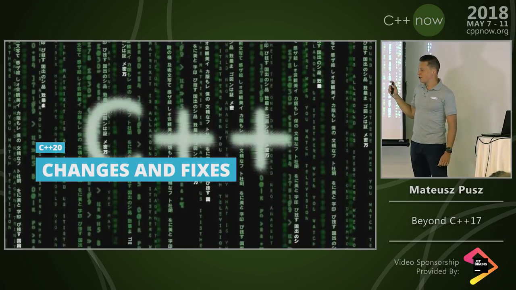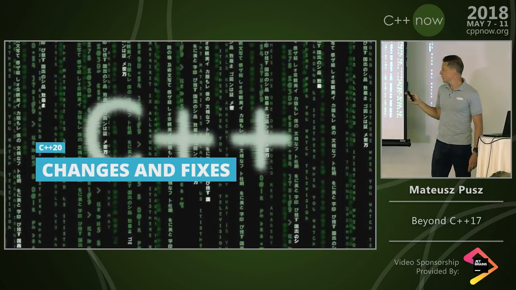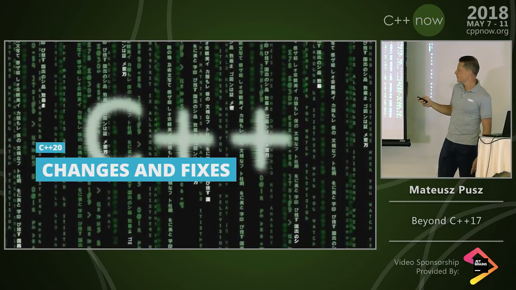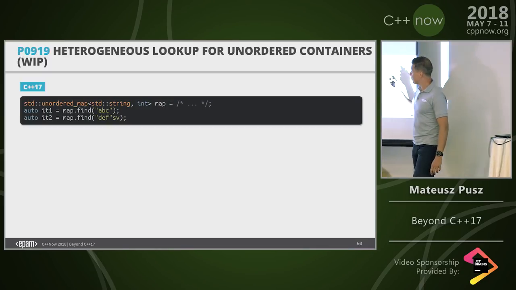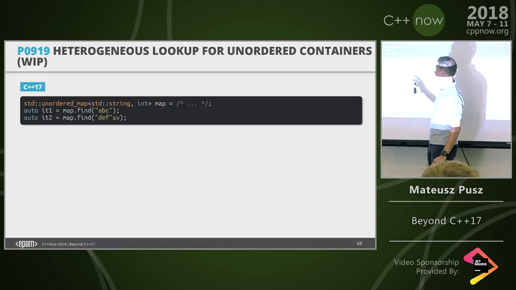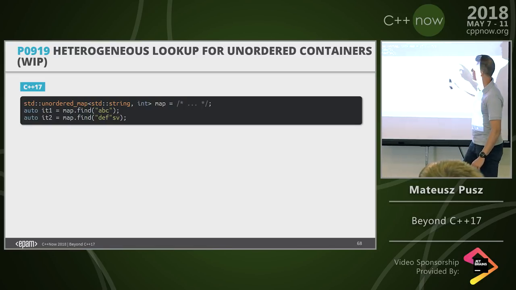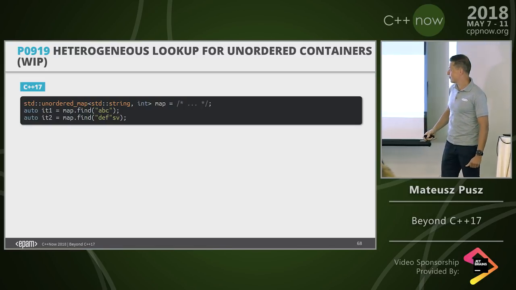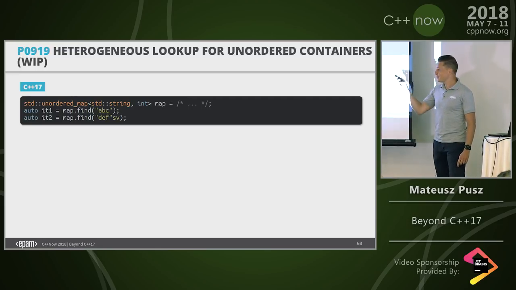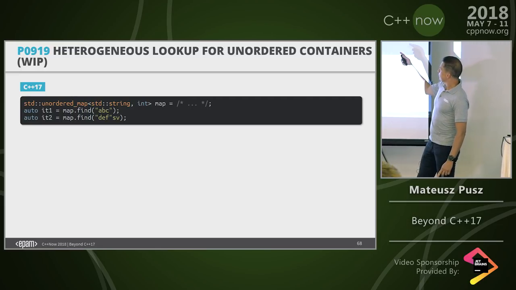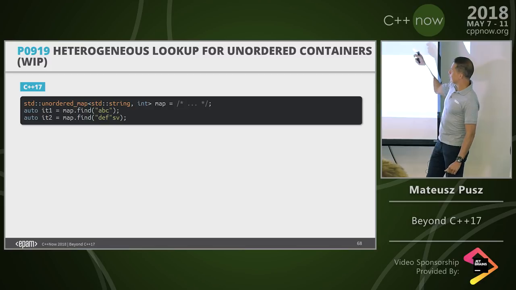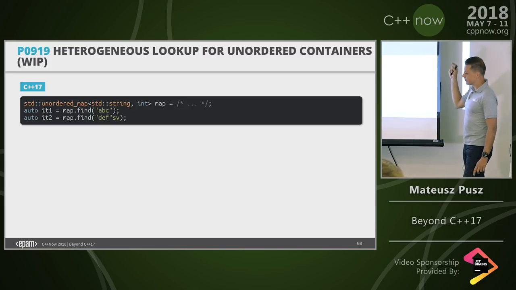I will talk right now about the changes that were done to the library and to the language. I will start with the feature that is still work in progress, but I mention it because this is the paper proposed to the committee by my company. So I start with that. It adds the heterogeneous lookup for unordered containers.